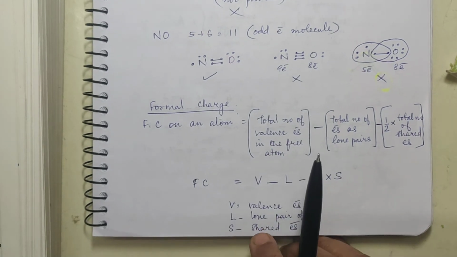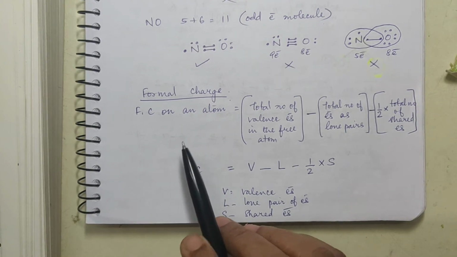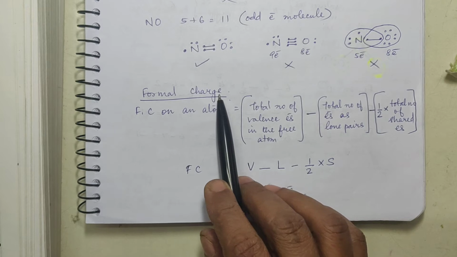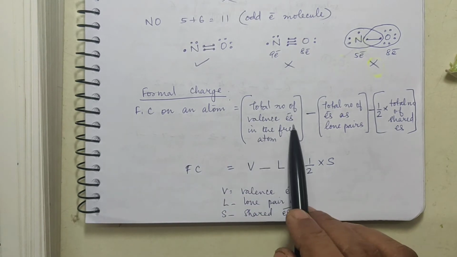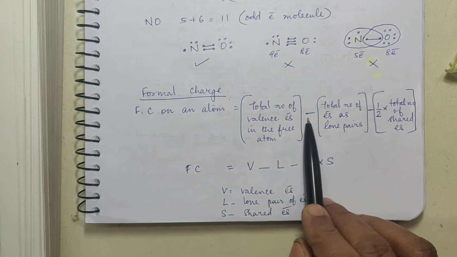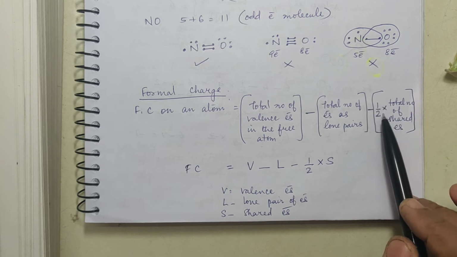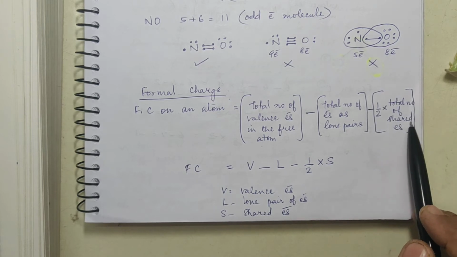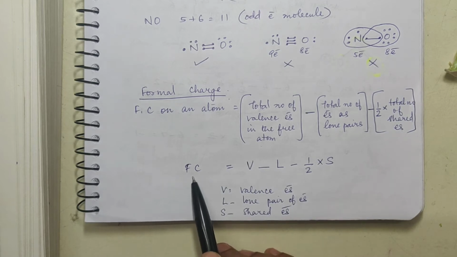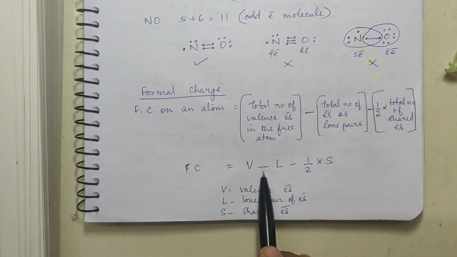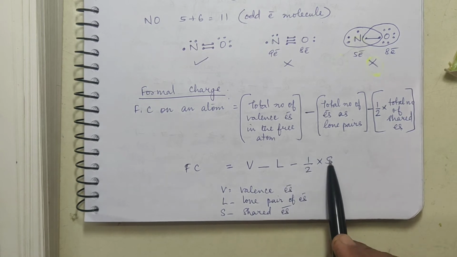Okay. Now let's come to calculate formal charge. Formal charge on each atom of a particular species. What is the formula? Total number of valence electrons in the free atom minus total number of electrons as lone pairs minus half into total number of shared electrons. Right? So in short, you can write formal charge is equal to V minus lone pairs L minus half into shared pairs, that is S.